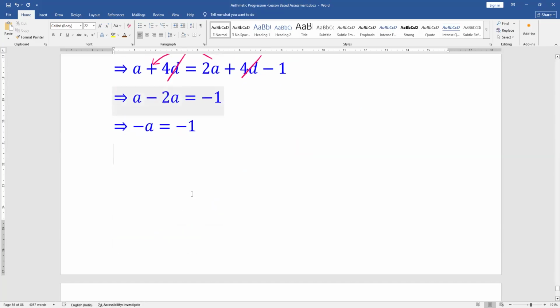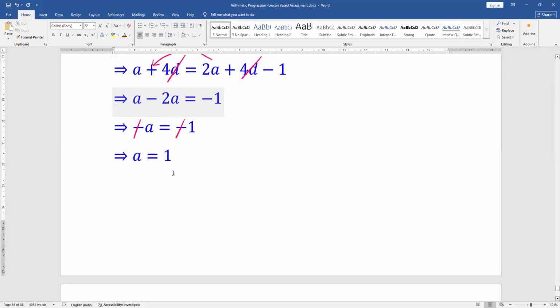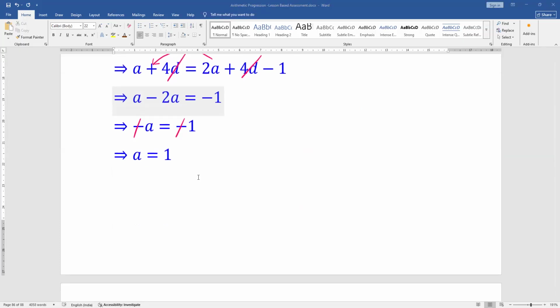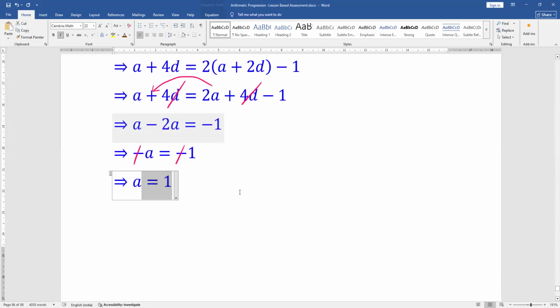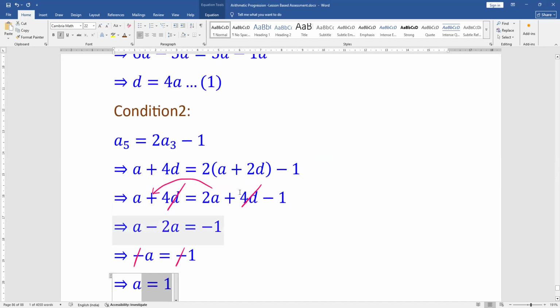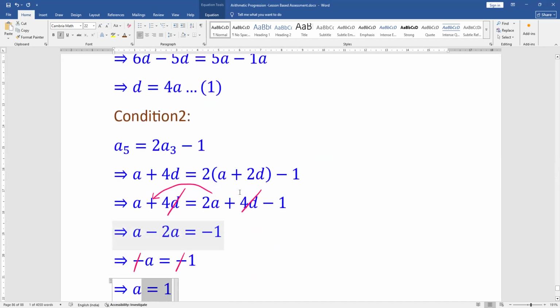Then the minus and minus signs get cancelled. See here, minus and minus sign, I'm going to remove that. So in my next step, I just write a equals to 1. Okay, so now I got a as 1. Correct?